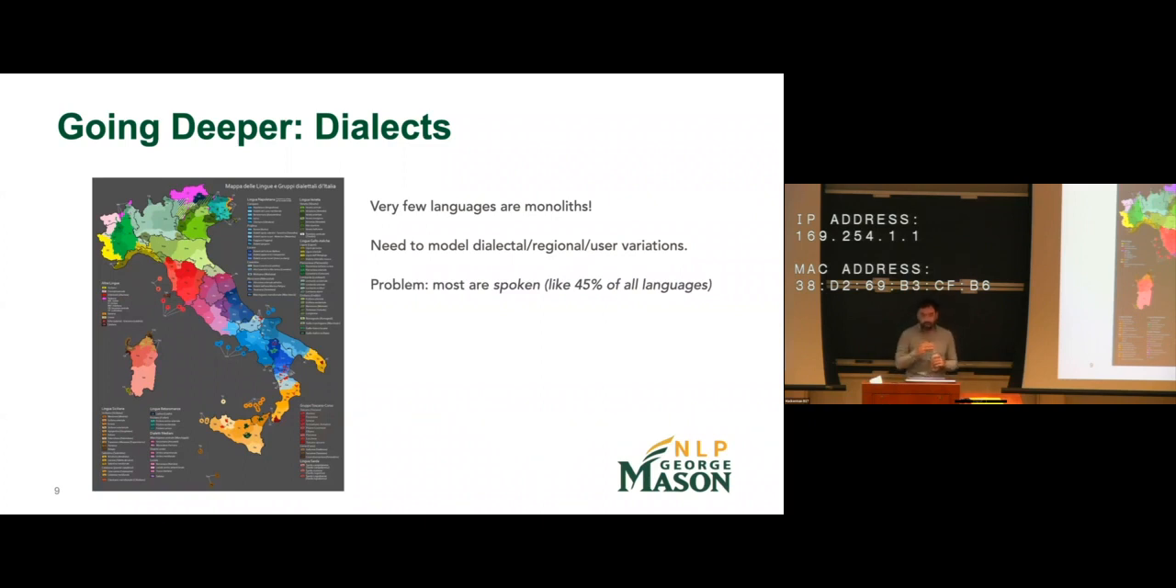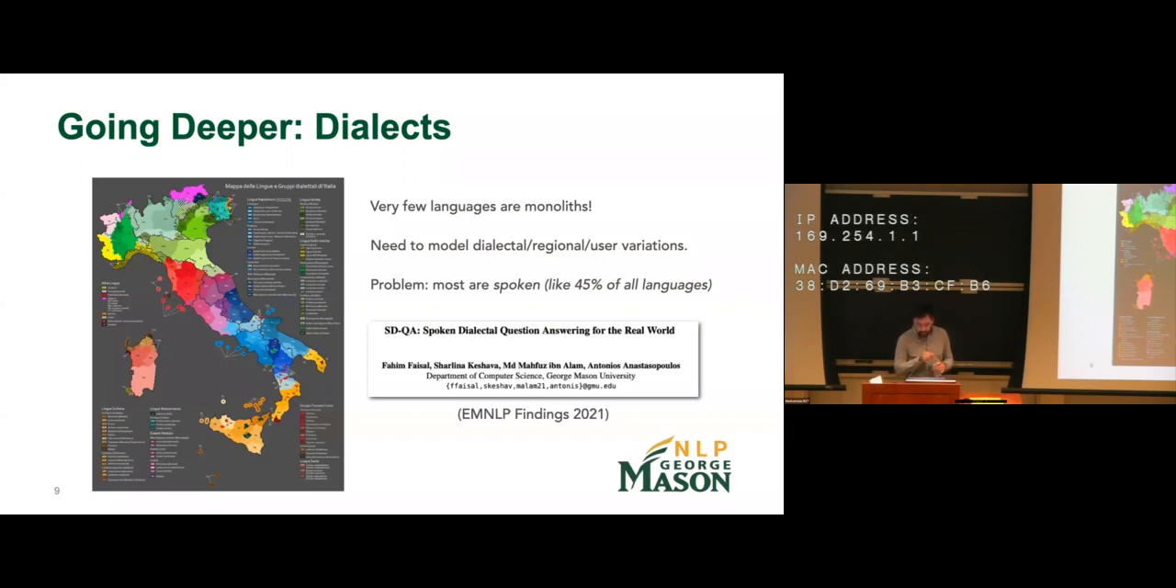And a big problem here is that almost all of them are really spoken, right? No one in Italy really writes Ligurian or Sicilian, or maybe they write Neapolitan because they're proud of their language. So all of the graphs that I showed you before, a lot of them don't even take this idea of language variation into account. So we need to be able to go deeper, right?